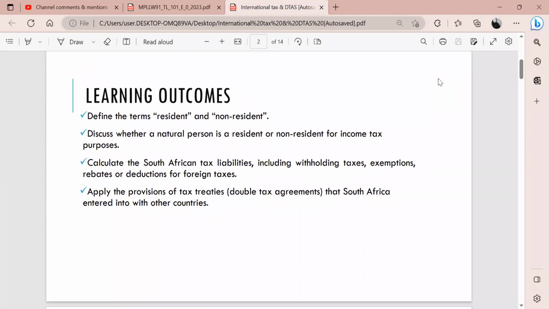Let's take a look at the learning outcomes. At the end of the session, you need to be able to define the terms resident and non-resident. You need to be able to discuss whether a natural person is a resident or non-resident for income tax purposes. You need to be able to calculate the South African tax liabilities, including withholding taxes, exemptions, rebates or deductions for foreign taxes. And lastly, you need to be able to apply the provisions of tax treaties or double tax agreements that South Africa has entered into with other countries.